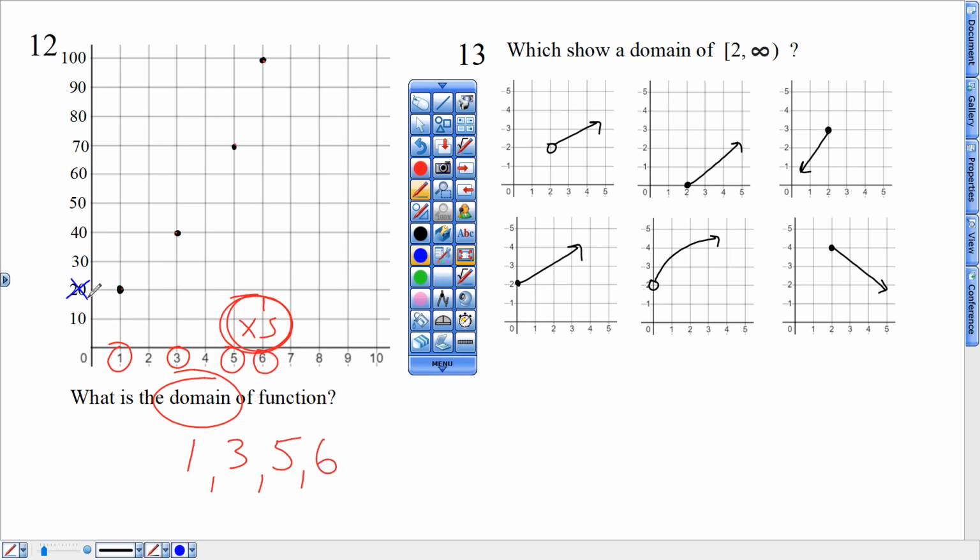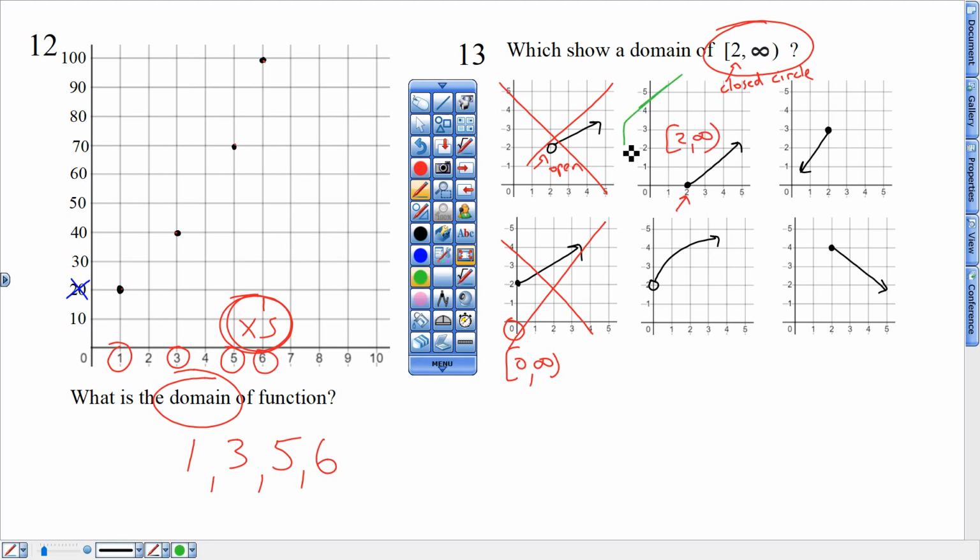All right, next, this one would show a domain of 2 to positive infinity. So this is going to be a closed circle. So here I go. This one, because it's open, no good. This one, because it's starting at 1 or 0 right here, makes this no good. This guy right here, because it's starting at 2, and that's closed, and this is going to the right, that's 2 to infinity. So there we go. That one is the first of 2.